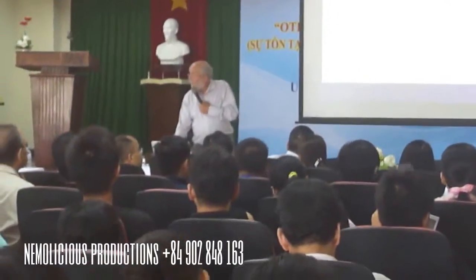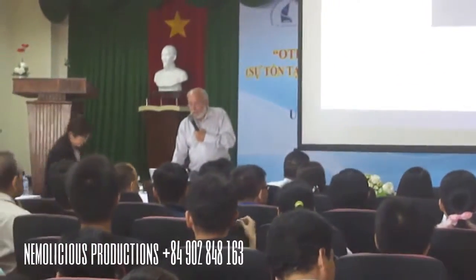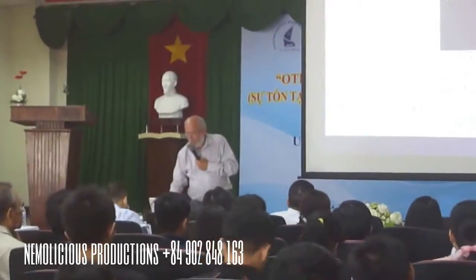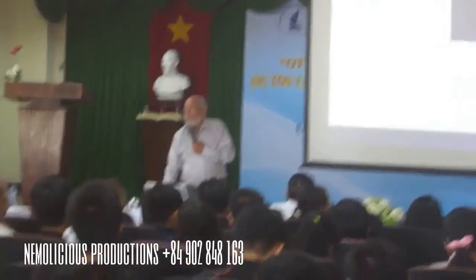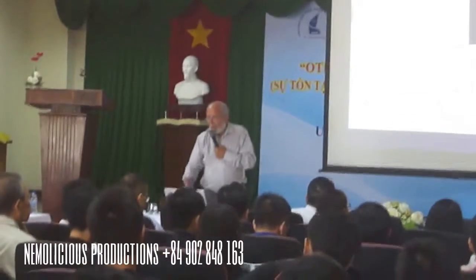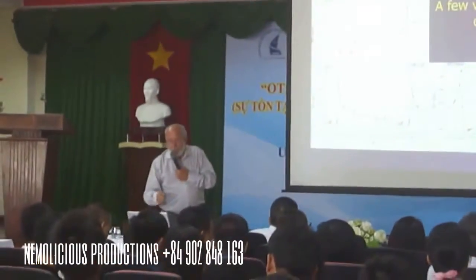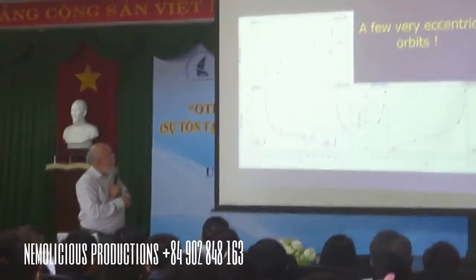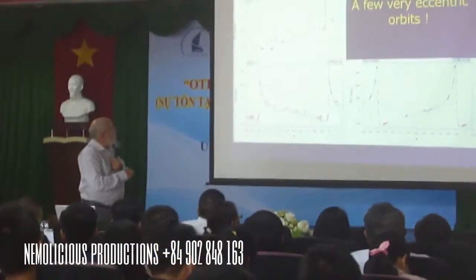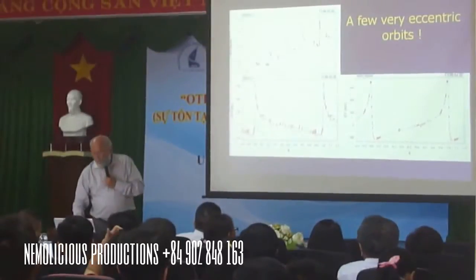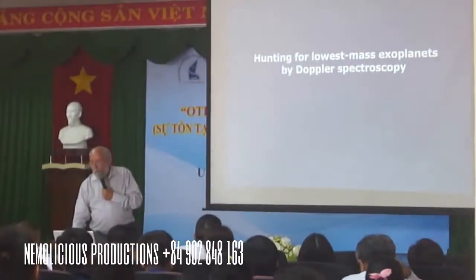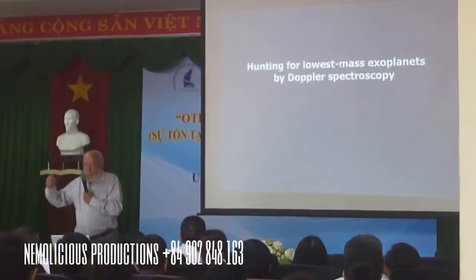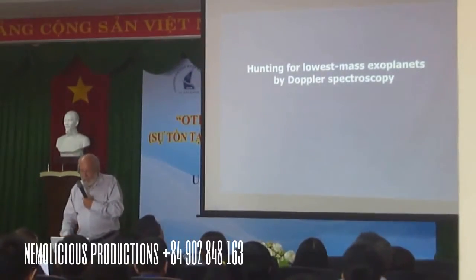So this is the typical eccentric orbit. You see the acceleration we have at the periastron here. So it's very easy to detect the eccentricity of orbits by the measurement of the velocity as a function of time. So here you have a long period drift plus an eccentric orbit. So, is it possible to go and detect much smaller planets by Doppler spectroscopy?